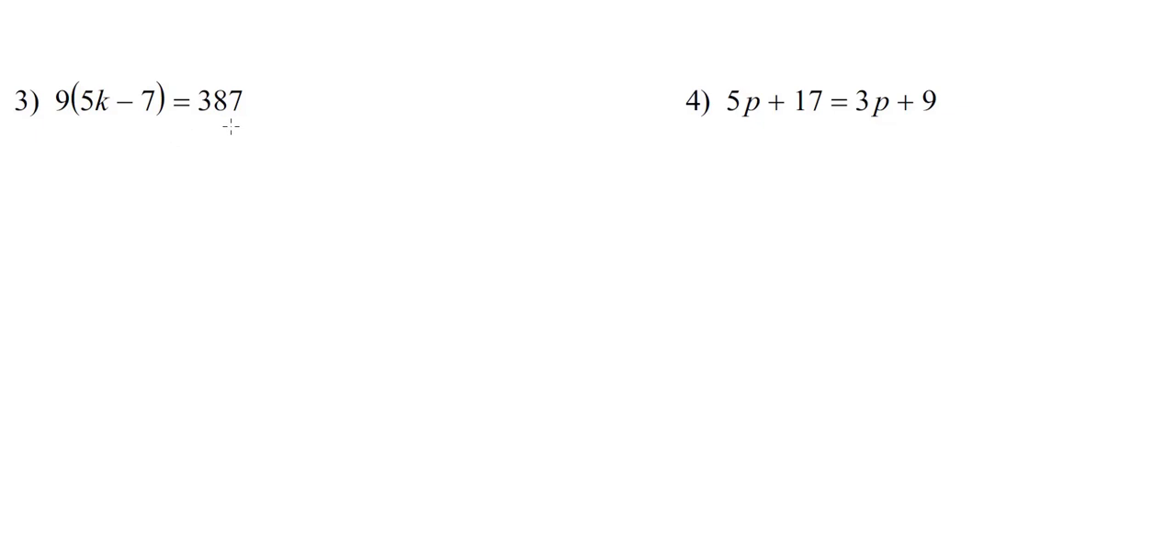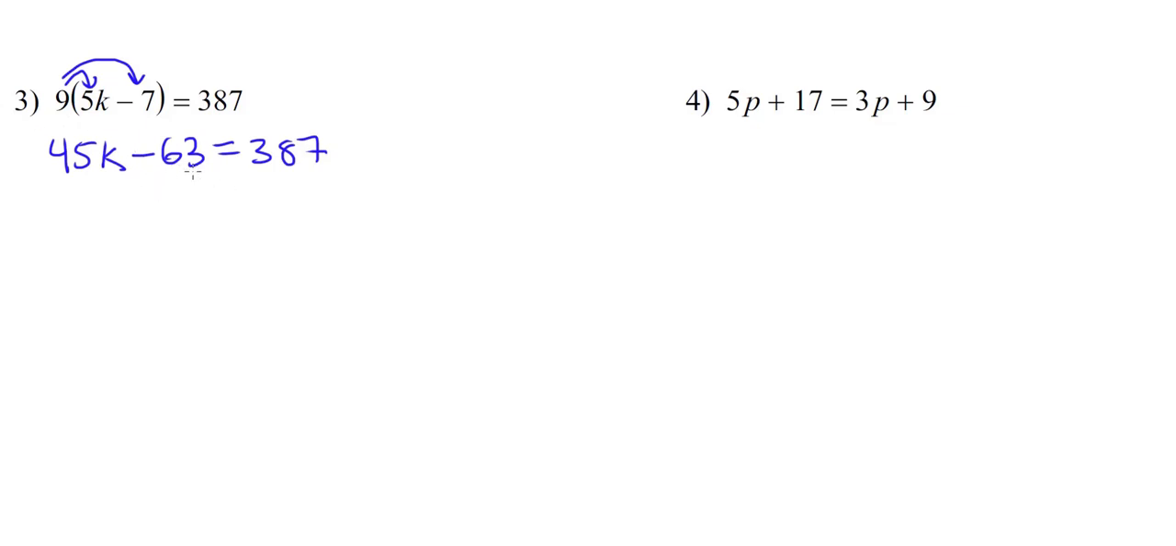All right, moving on to number 3, we have 9 times 5k minus 7 in parentheses equals 387. So here we have to use distributive property. So we're going to multiply 9 times 5k, and that is 45k. Then we're going to multiply 9 times negative 7, and that is negative 63. We bring down this 387, and now we have 45k minus 63 equals 387.